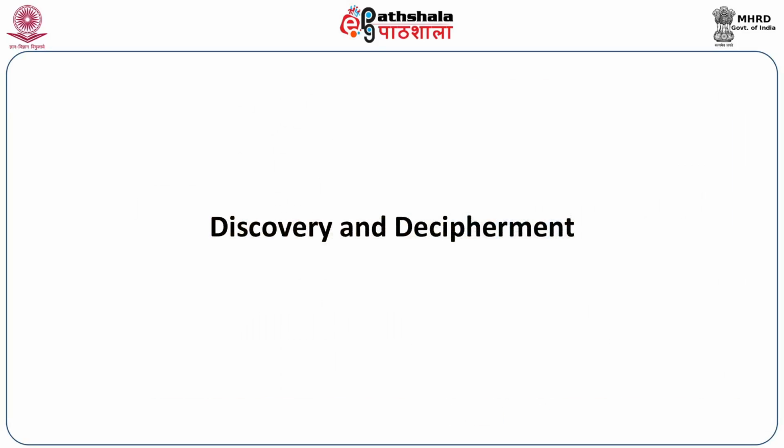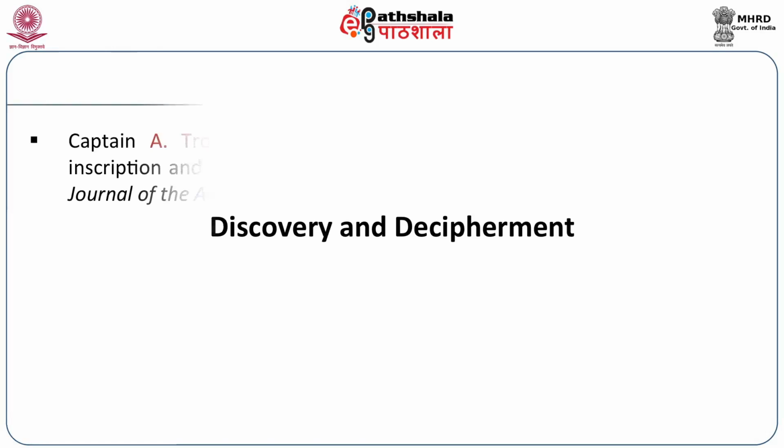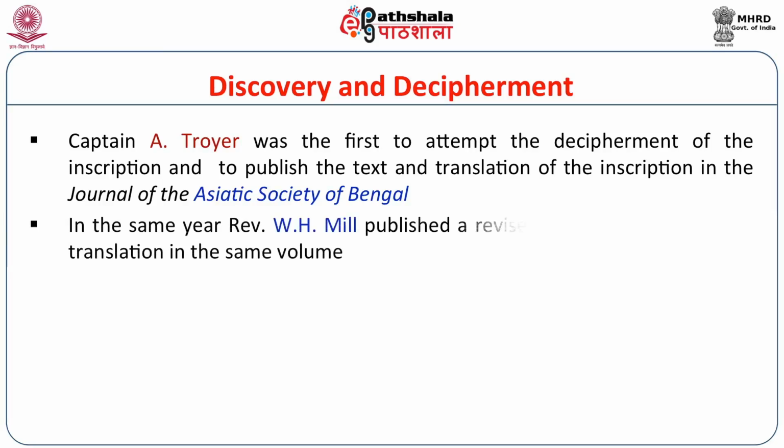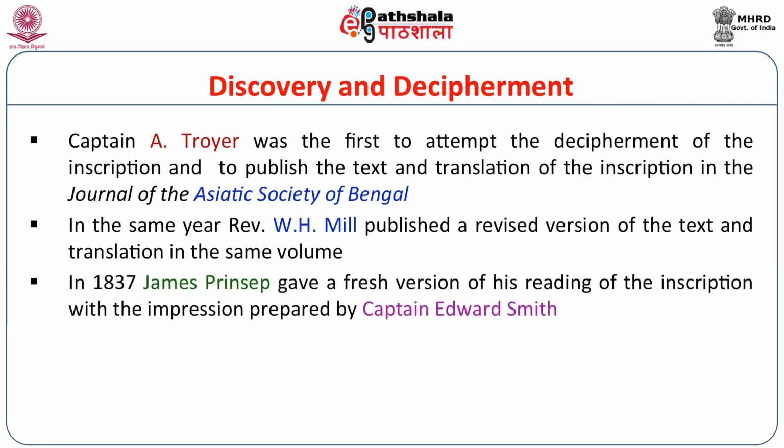Now regarding the history and decipherment of the inscription, it can be said that in the year 1834 it was Captain A. Troyer who first discovered this inscription, and he was also the person who deciphered the inscription and published the text and translation of the inscription in the Journal of the Asiatic Society of Bengal, published in 1834. In the same year, Reverend W.H. Mill had also published a revised version of the text and the translation in the same volume. But both the translations of Troyer and Mill were not adequate and satisfactory.